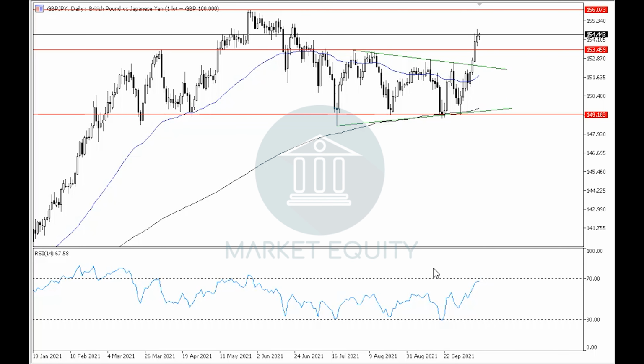If we notice the RSI indicator in the daily time frame, then we can see that by moving around level 70 near the overbought area, it supports the probability of rebounding downwards off of around the current levels, which in that case will continue to retest around level 153.45 and, if extended, will continue to retest the broken upper boundary of the symmetrical triangle in the daily time frame.